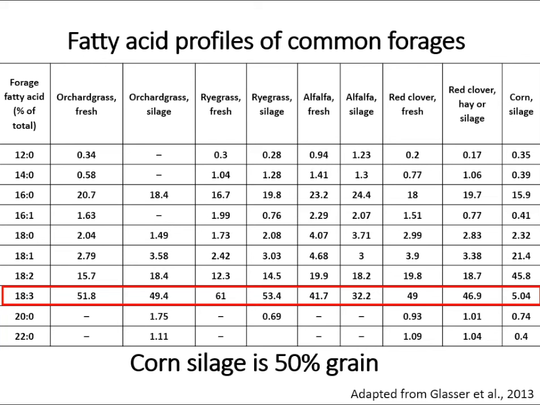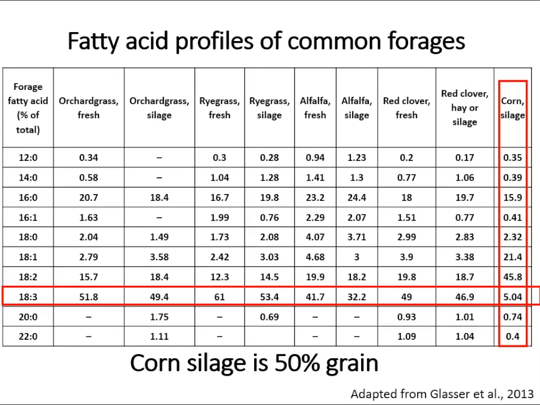And then the second really common one, well, there's two other ones. 16-0 is a saturated fat, and then 18-2, that's that omega-6. And then where we see the big change between those vegetative forage crops and corn silage is that corn silage has a very small content of that omega-3 alpha-linolenic acid and a very high content of the linoleic acid, that omega-6. And that's just because corn silage is 50% grain.